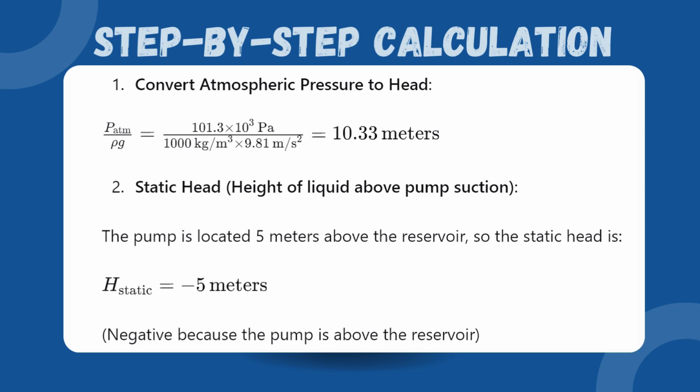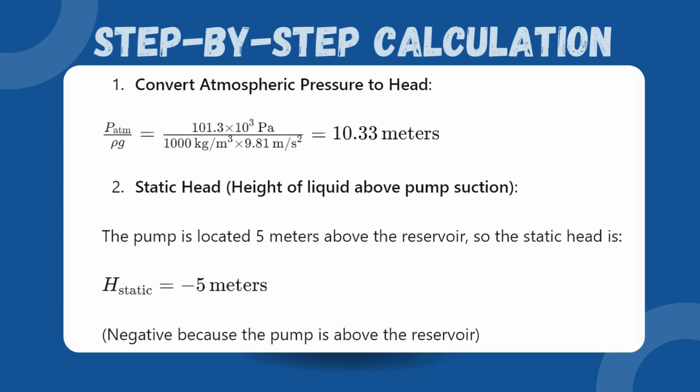And on calculating it, the first term, which is atmospheric pressure upon rho g, will come as 10.33 meter. Okay guys, so please remember this 10.33 meter, which is the value of the first term. At last, after calculating each and every individual term, we will combine all the terms into the equation and get the NPSH available. Now guys, talking about the second term, which is static head.